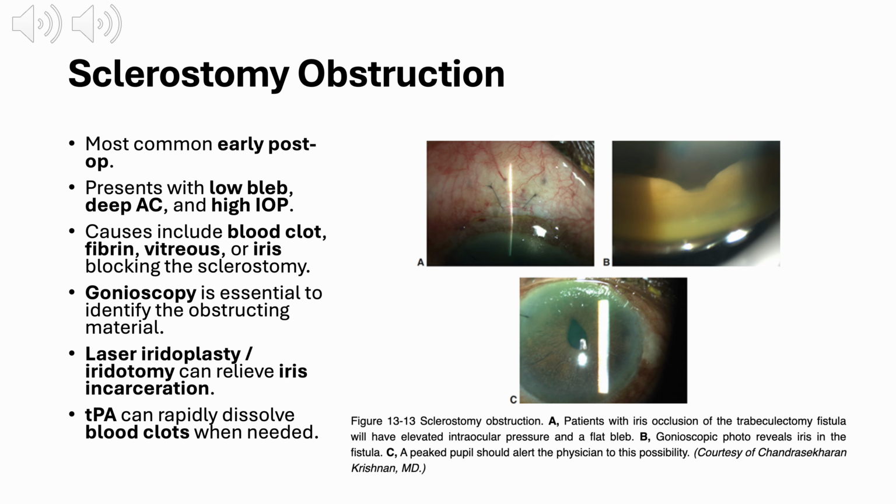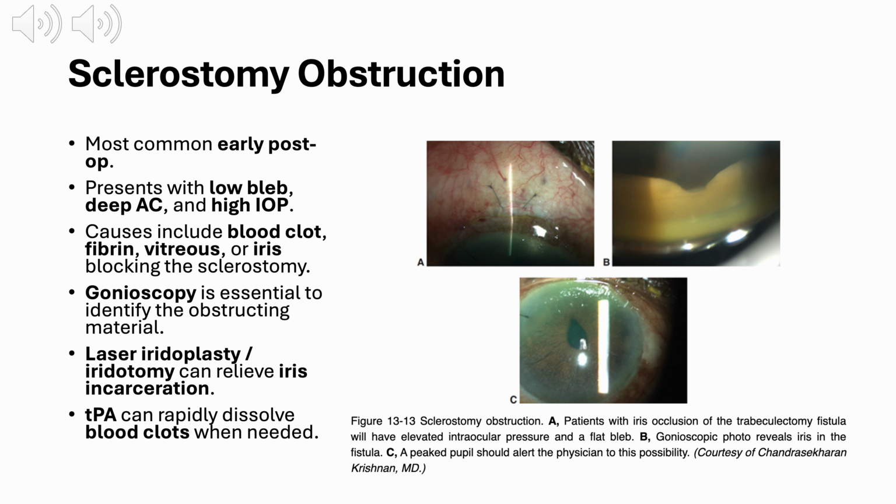Gonioscopy is crucial because it's the only way to definitively identify what's filling the ostium. Iris incarceration is a big one. Look for a peaked pupil or the iris pulled toward the flap, and remember that these patients often present with pain and pressure spikes. Management depends on the culprit.